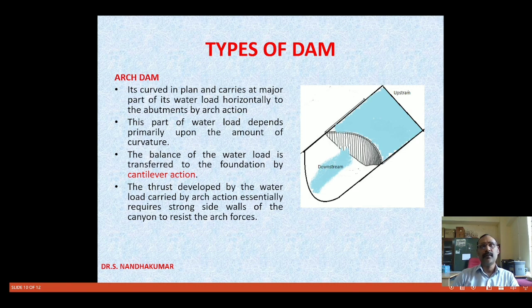you can take our residential house, right? Our balcony, which means the sit out, is not hanging from the main structure. That type of structure is a cantilever structure. So here, the load of the thrust of the impounding water is transferred to the dam through cantilever action.